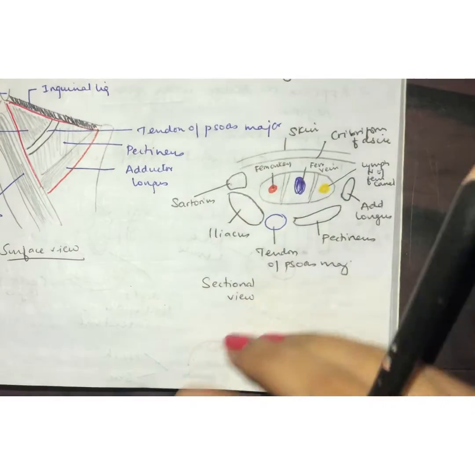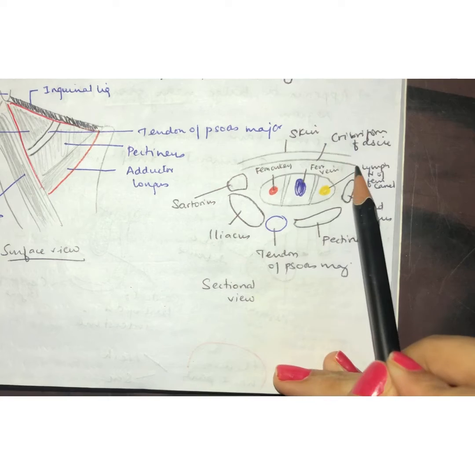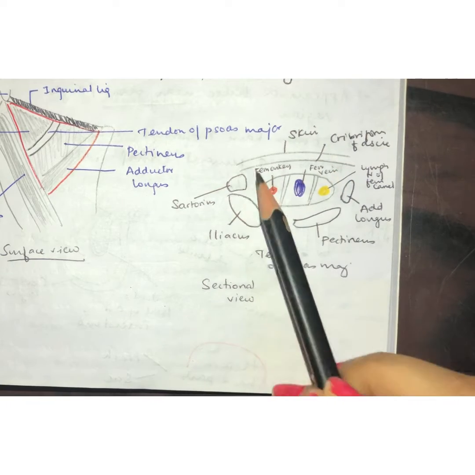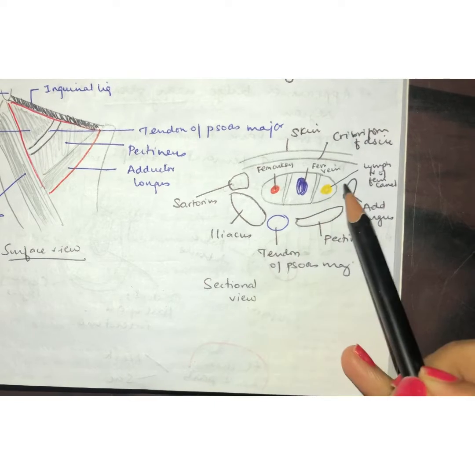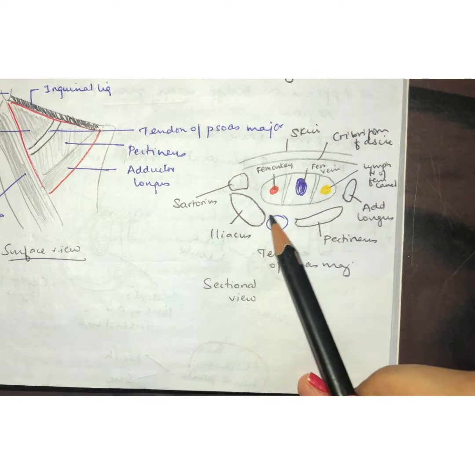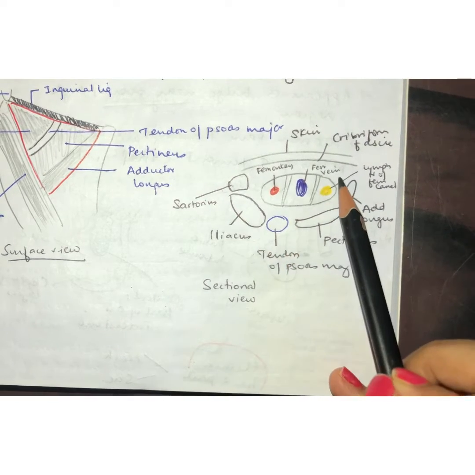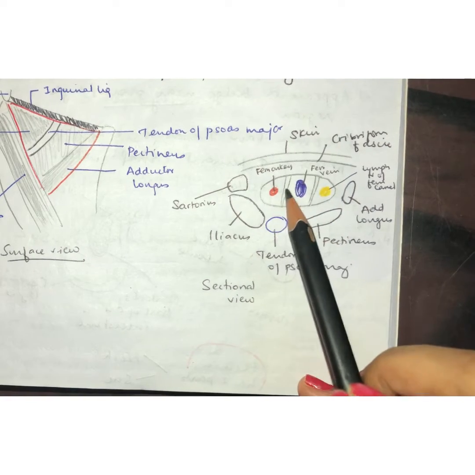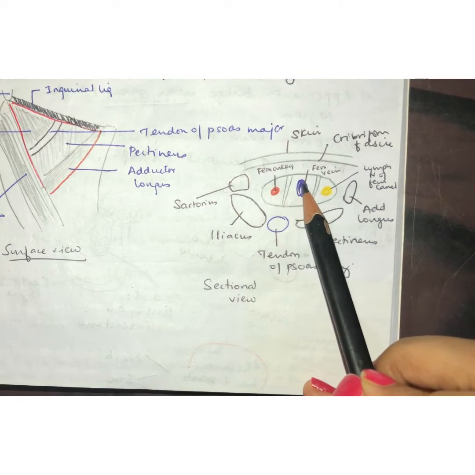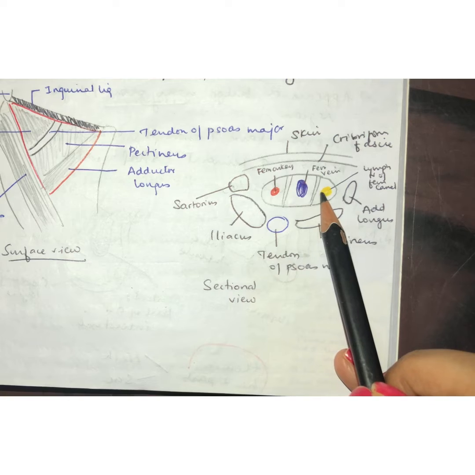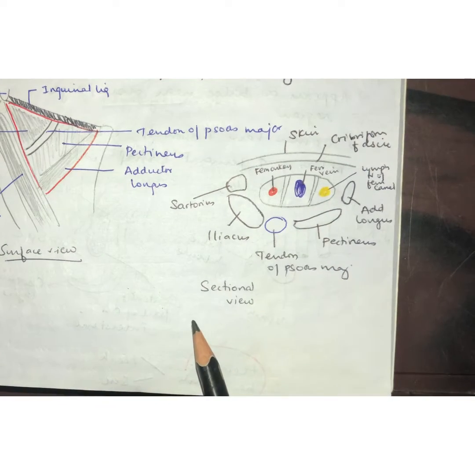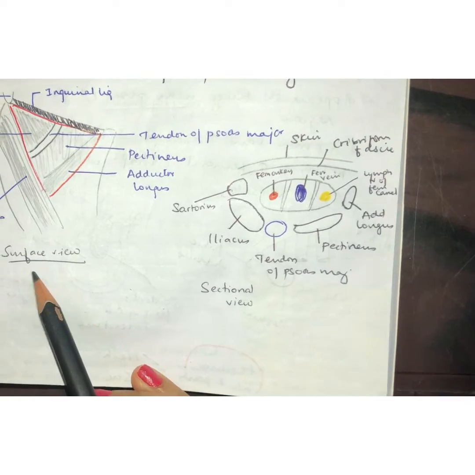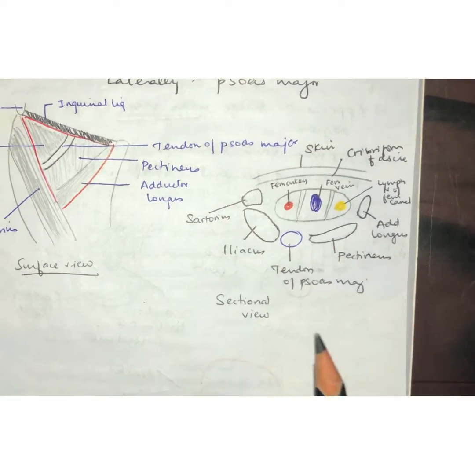So it includes the skin, cribriform fascia, sartorius, iliacus, pectineus, adductor longus, tendon of the psoas major, and these are the contents, which include the femoral artery, femoral vein, and lymph of femoral canal. This is a sectional view diagram. This is a surface view diagram. You have to draw these diagrams for your exams.